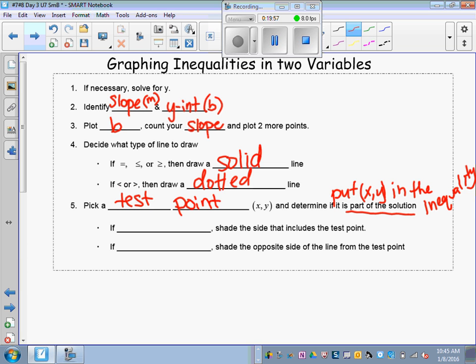We're checking, just like we just did in that first problem. We're checking to see if it's a solution. If it is a solution, then we shade that side. Because remember, solution should be within the shading. If it's not a solution, then we shade the other side. It should not be within the shading. So we graph it, draw either dotted or solid, take a test point, and that tells us our shading.